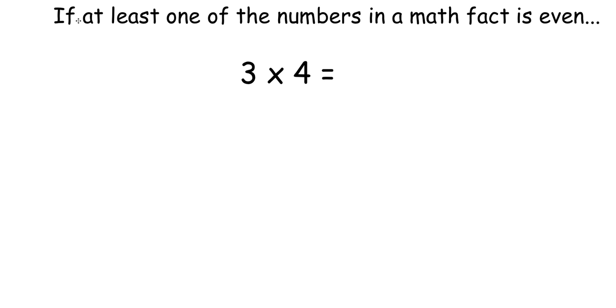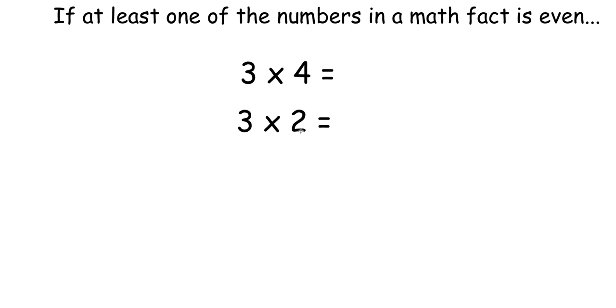So the strategy here that teaches you how to figure this out is, if at least one of the numbers in a math fact is even, I want you to take the factor that is even, which happens to be this one, of course, because it's a 4. And I want you to take half of it. So what is half of 4? Yes, 2. And I want you to think about the fact as 3 times 2 instead of 3 times 4.